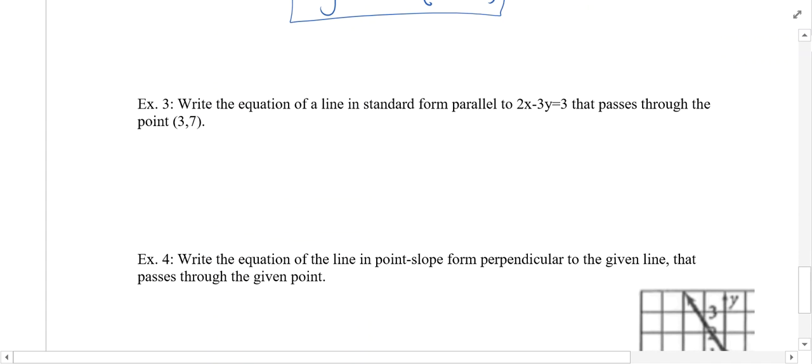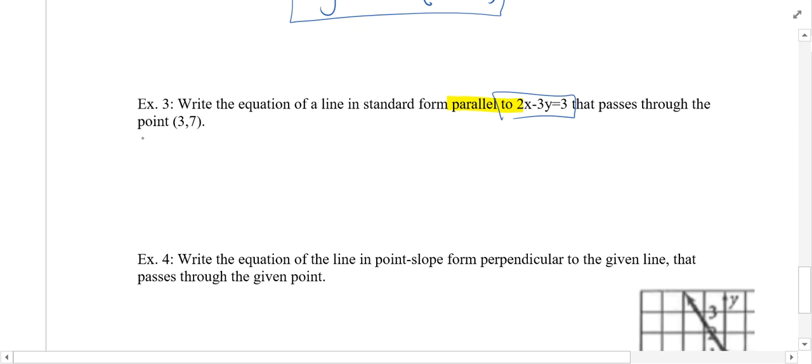Okay, so most often, like example 3, you're going to see things that are not in slope-intercept form, where you can't always just look at it and tell what the slope is. So for this one, write an equation of a line in standard form that is parallel. Okay, so we want to have the same slope as this, and then passes through the point 3, 7.